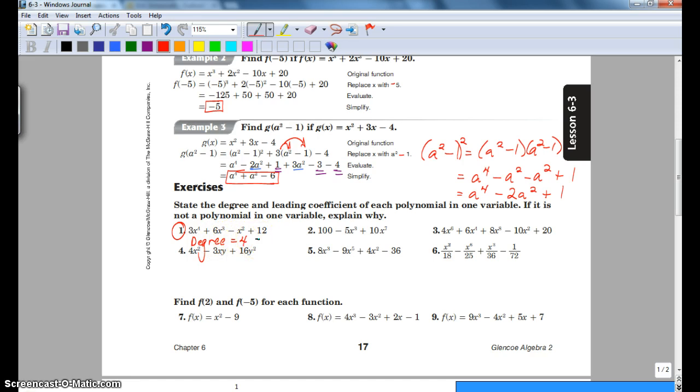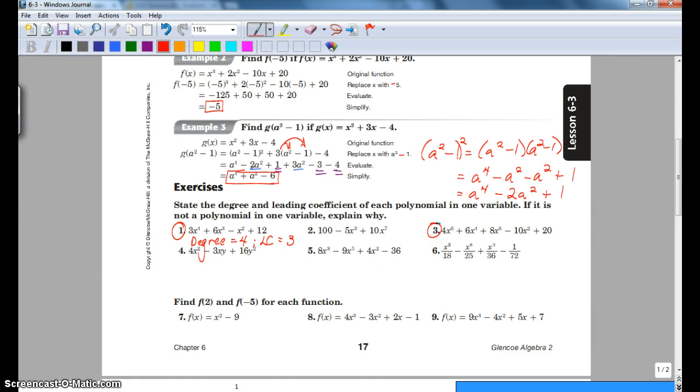Okay, the leading coefficient, I'll use the letters LC for leading coefficient, is 3. Again, the number in front of x to the fourth there. And we've pretty much answered this entire problem here. We've got the two things that we were asked to find. It is a polynomial, and we're ready to move on. So let's take a look at another problem.